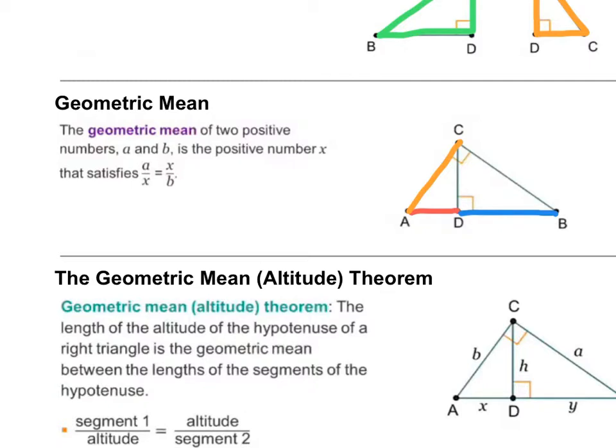And what I can say is this. I'm going to call length AC length x, and I'm going to call length AD A, and I'm going to call DB length B. So in order to fit this proportion, I could take segment AD divided by segment AC, and then I would get segment AC divided by segment DB, and this is the geometric mean.